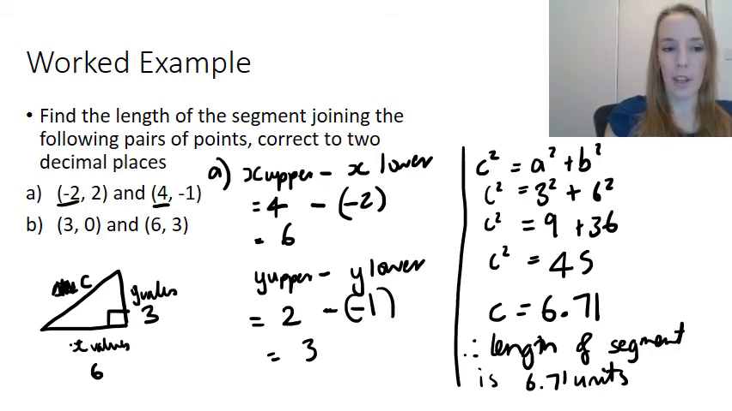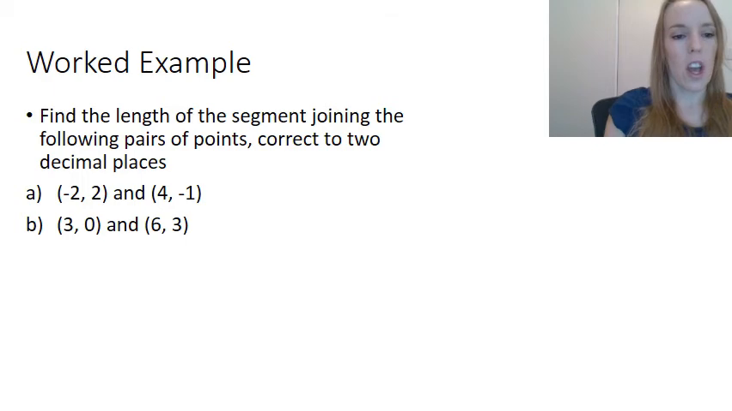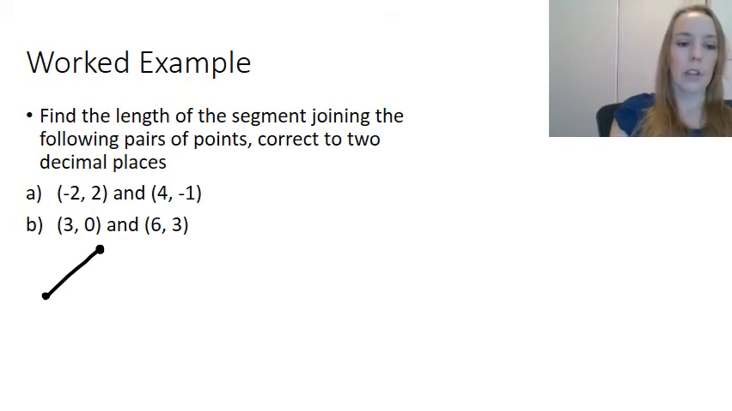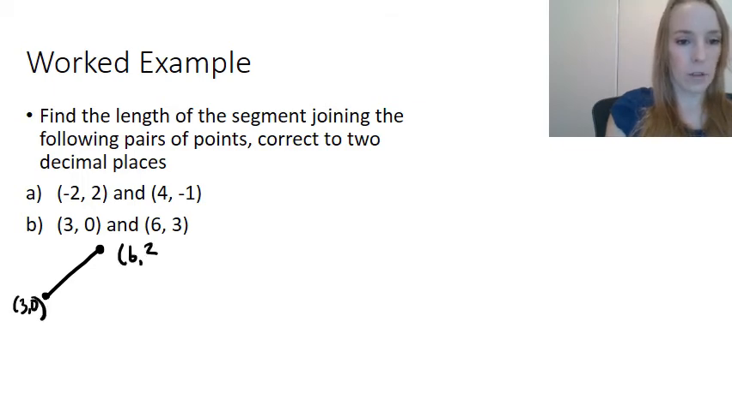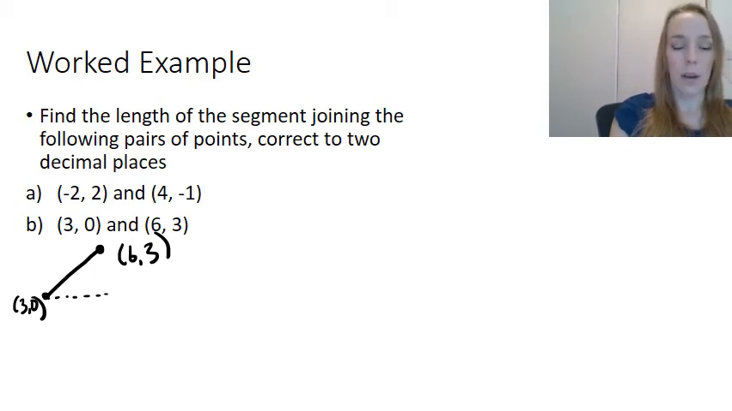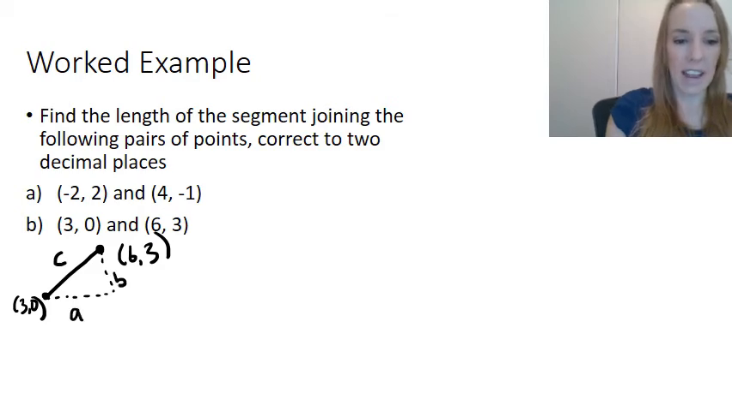There we go. So we're going to do the same for B. I'm going to clear that screen. So the length between these 2 points, my line may not be going in the right direction. So we've got 3, 0 and 6, 3. We want to find how long that length is. Remember, to do that, we're going to use Pythagoras' theorem. So we want to find C. We need to calculate A and B first.